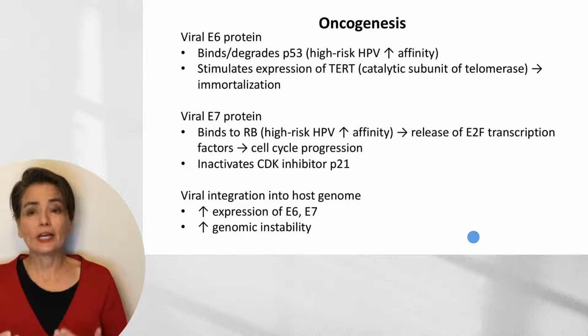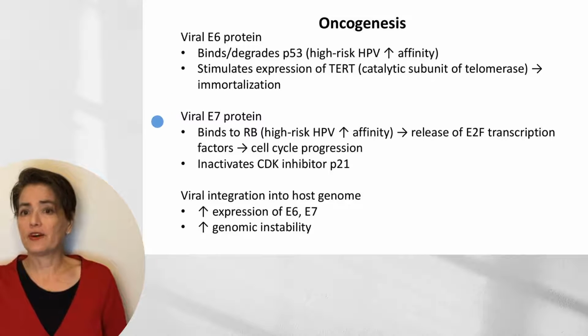So how does HPV actually cause cancer? Again, this is covered very well in the neoplasia section of Robbins. I'm going to go over it here again as well. There are two proteins that are extremely important. One is the E6 protein and the other is the E7. Now the viral E6 protein is going to bind and degrade P53, and one of the reasons why we believe that the high-risk HPV drives towards cancer, whereas the low-risk HPV does not, is that high-risk HPV has a higher affinity for P53. A second action of E6 protein is to stimulate expression of TERT, which is the catalytic subunit of telomerase. This can drive us towards immortalization.